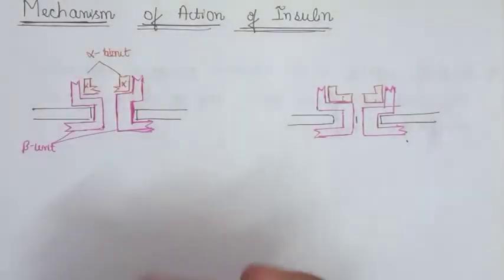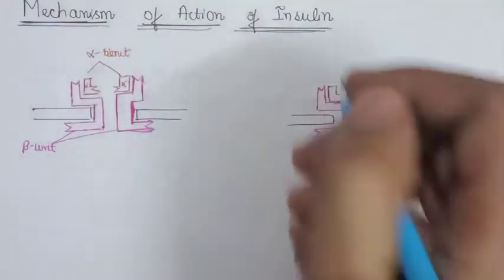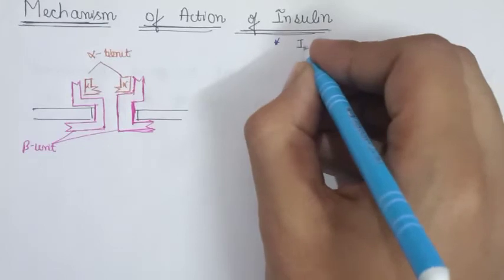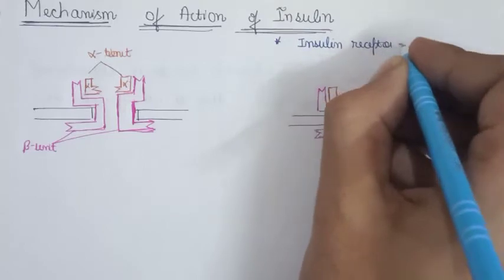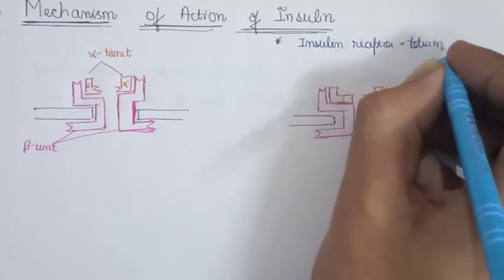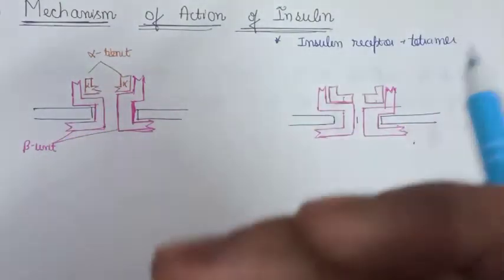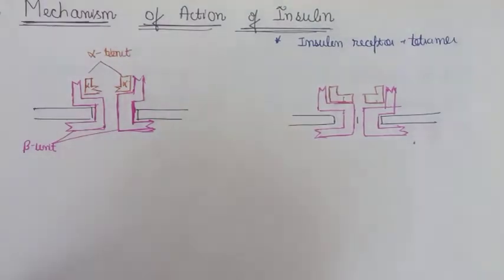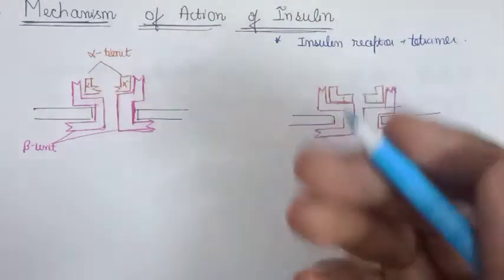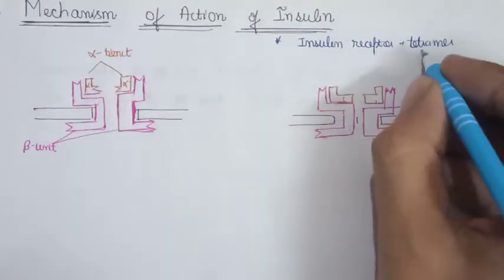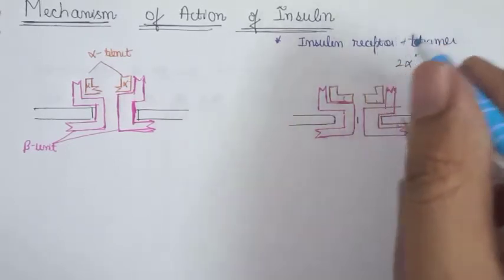Next topic to discuss is the mechanism of action of insulin. So insulin acts on some cells by the help of some receptors called insulin receptors. Insulin receptor is a tetramer. Tetramer means it consists of 4 units. The 4 units are 2 alpha and 2 beta. It is similar to the hemoglobin, which also consists of 4 subunits. So hemoglobin is also a tetramer consisting of 4 subunits, that are the 2 alpha and 2 beta, and same is the case of the insulin receptor. We have 2 alpha units and 2 beta units.